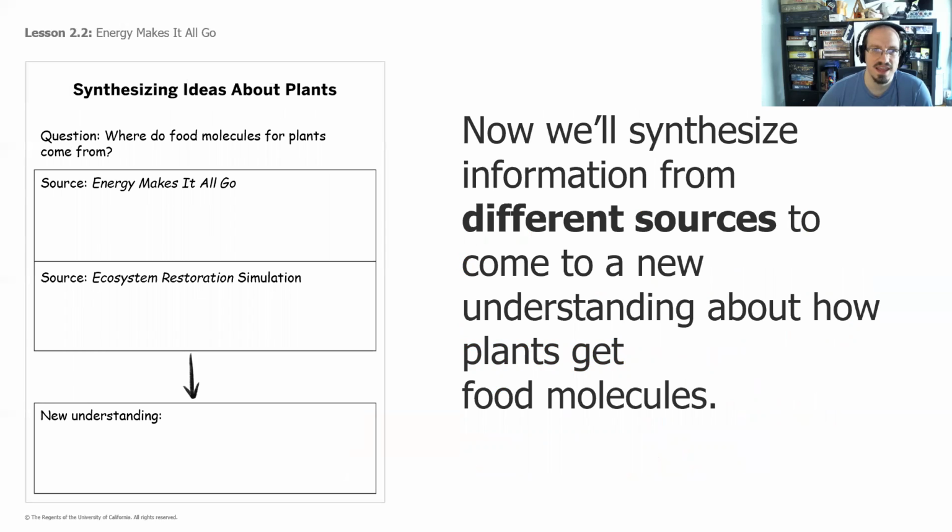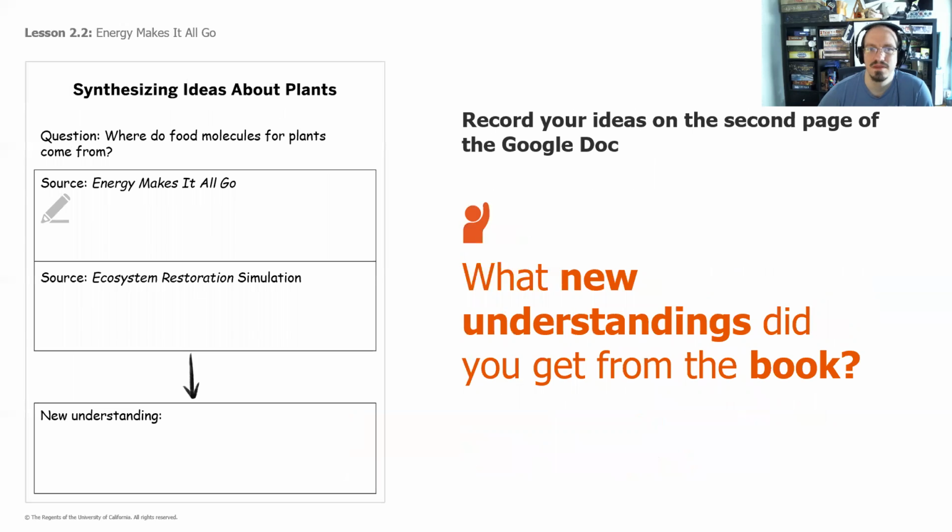So now we're going to take that new understanding and build an even bigger understanding from it by combining it with some other ideas. Remember, we're trying to answer this question: where do food molecules for plants come from? On the second page, you want to take that new understanding you just got and write it down in this first box here where it says source energy makes it all go. So write your new idea down right there.